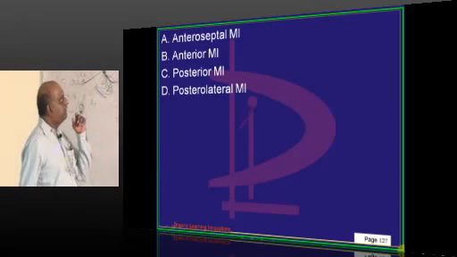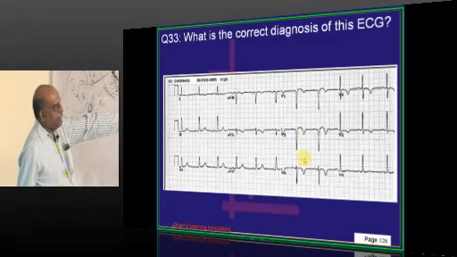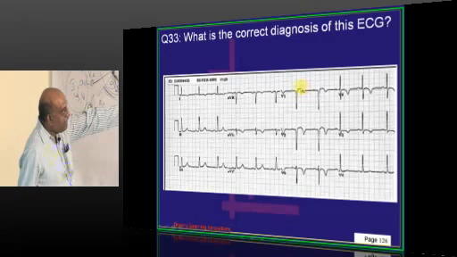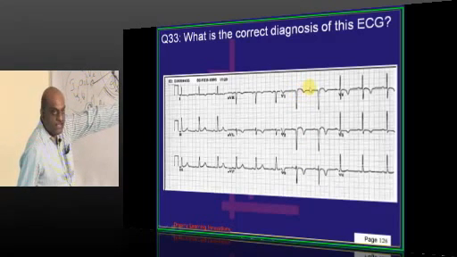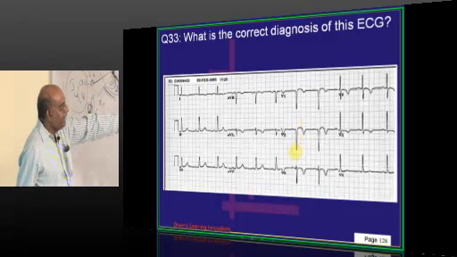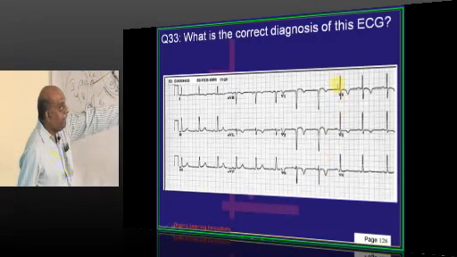It is a case of lead V1 and V2, which are anterior leads. They are showing ST segment elevation. Are you able to see? T wave inversion, ST segment elevation they are showing. Right? Even V3 and V4, they are also showing T wave inversion and presence of pathological Q wave.